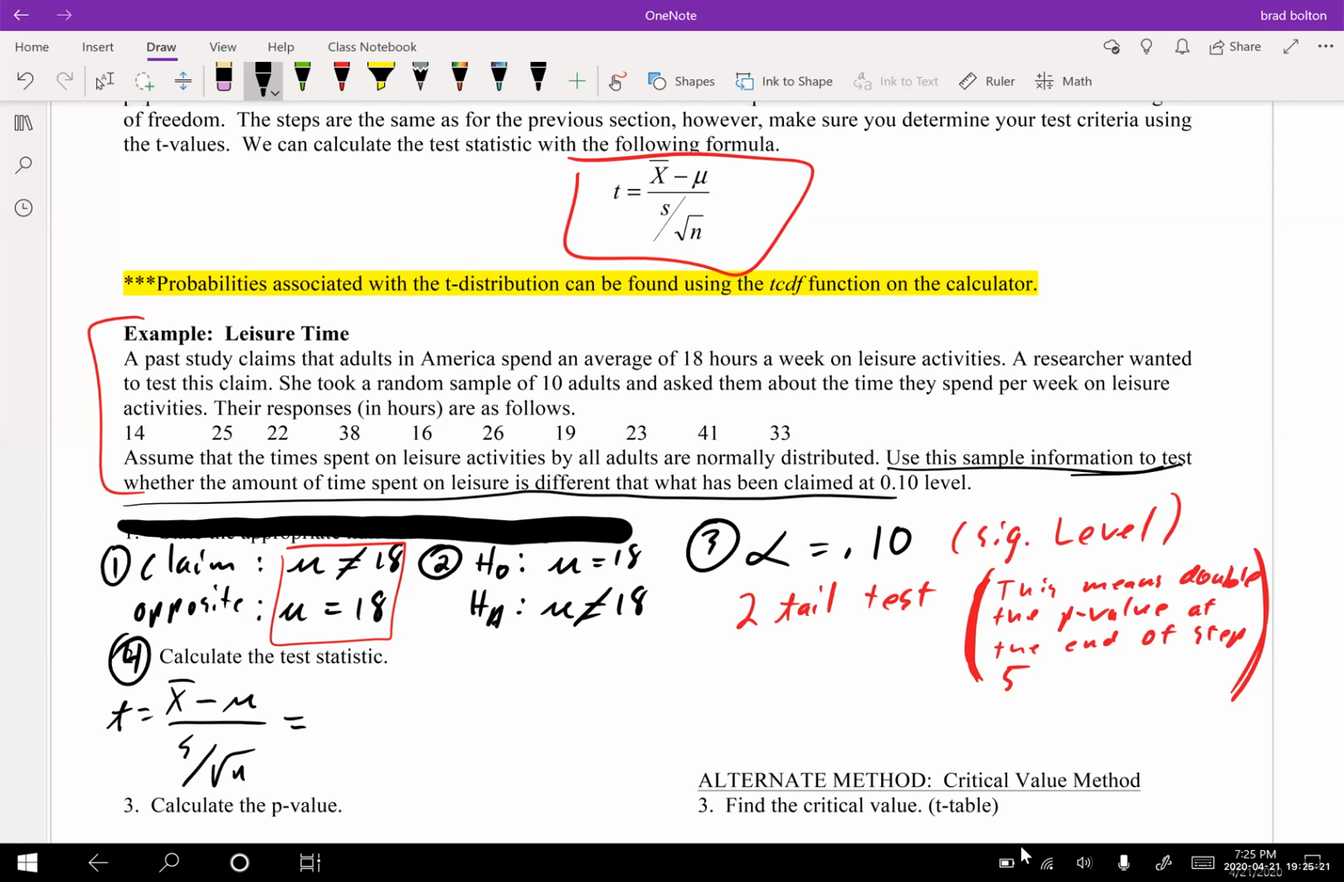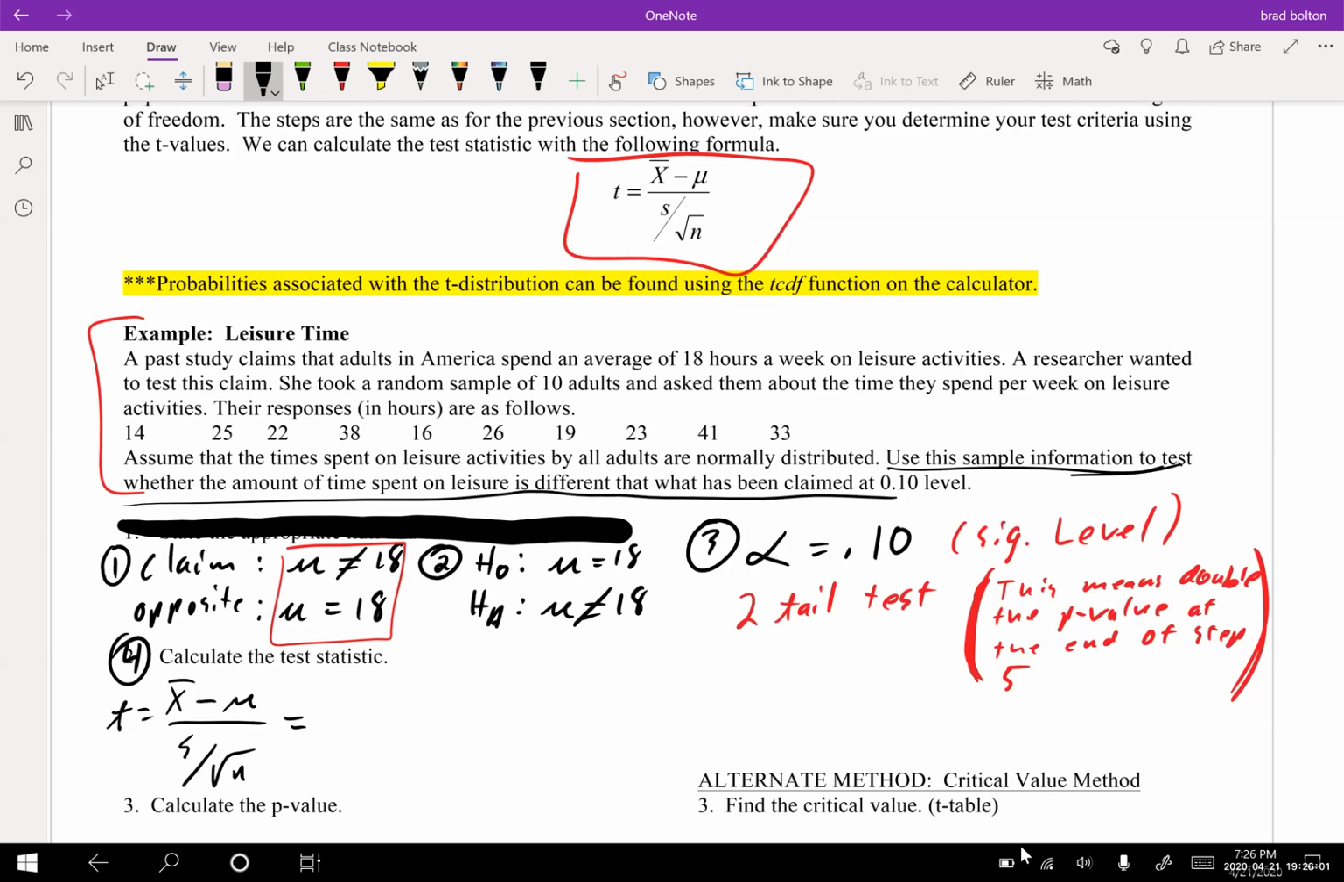So once again, you put this into your list. We're going to go into stat, edit, and then in list 1, we're going to enter all these numbers: 14, 25, 22, 38, 16, 26, 19, 23, 41, and 33. Okay, so it should have 10 values, I believe. Yes. Now I'm going to go back into stat, go into calculate single variable stats. You should have been doing this since probably chapter 3, I believe. Chapter 2 or 3 is when I taught you to do this. So you should know how to do this by now, okay?